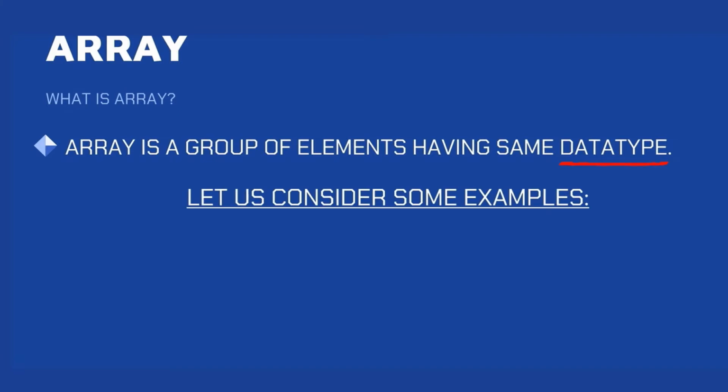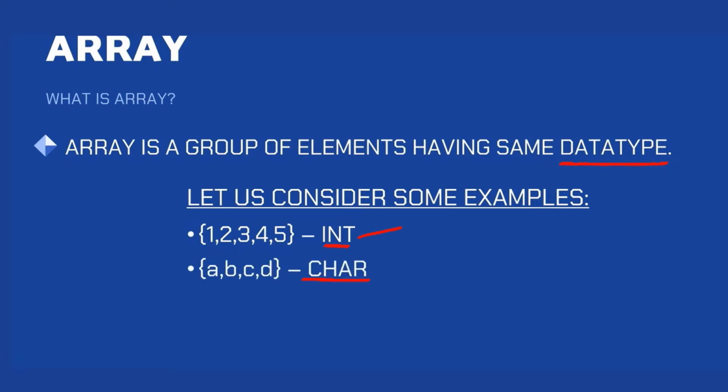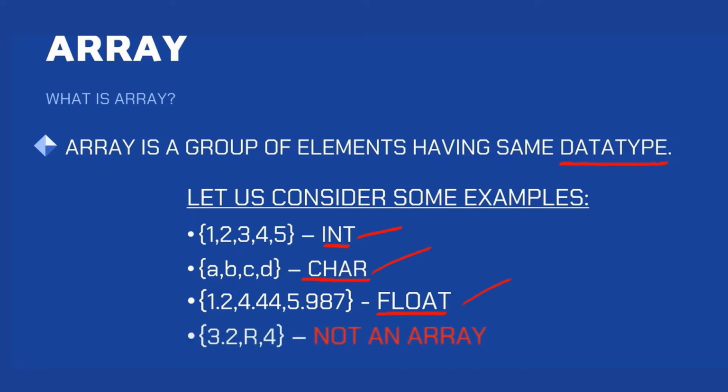Let us consider some examples and know what an array is. In the first example, we can see that all elements are of int data type, so we can tell that it is an array. Similarly, in the second example, all the elements are of char data type, and in the third example, all the elements are of float data type, so it is an array. But in the fourth example, it is a combination of data types, that is float, char and int, so it is not said to be an array.